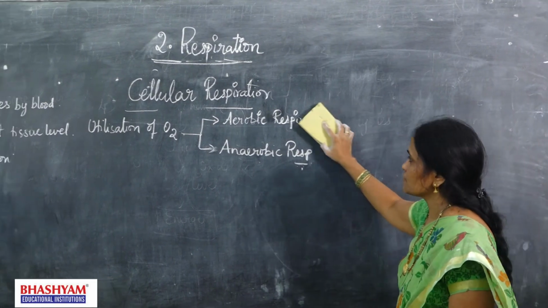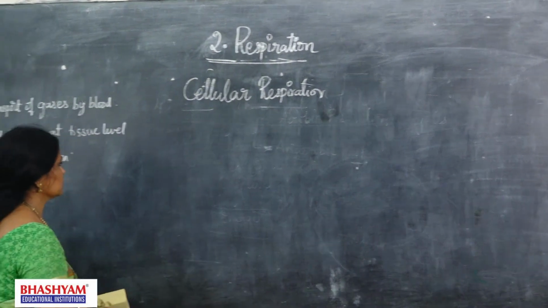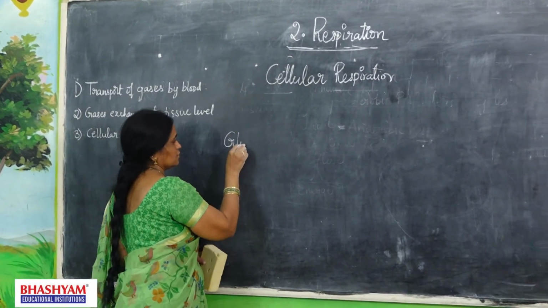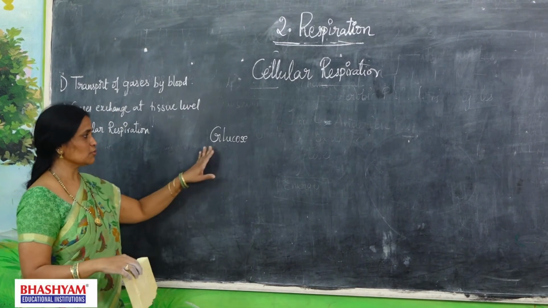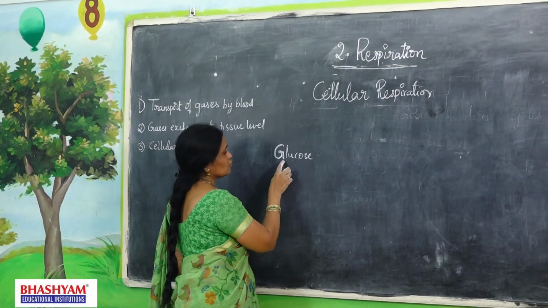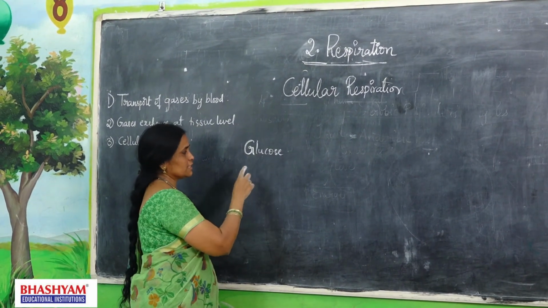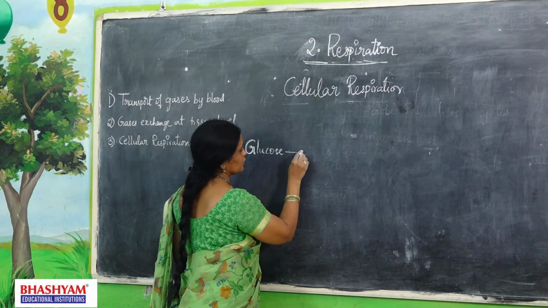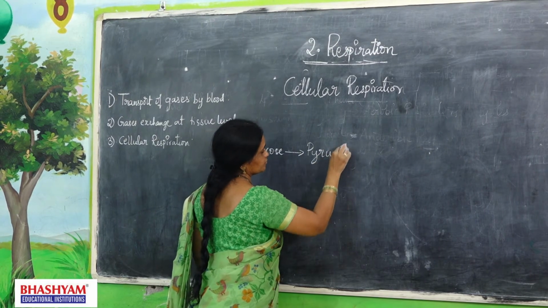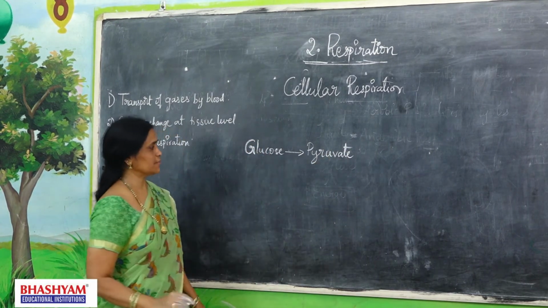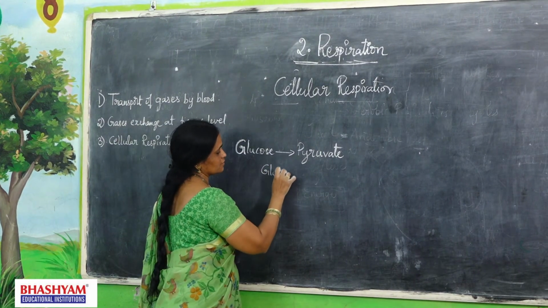Coming to the flow chart of cellular respiration. Generally, in the process of respiration, glucose is used. Glucose is the substance used in cellular respiration. In the first step, glucose is converted into pyruvate. This is the first step for respiration, and the conversion of glucose to pyruvate is called glycolysis.